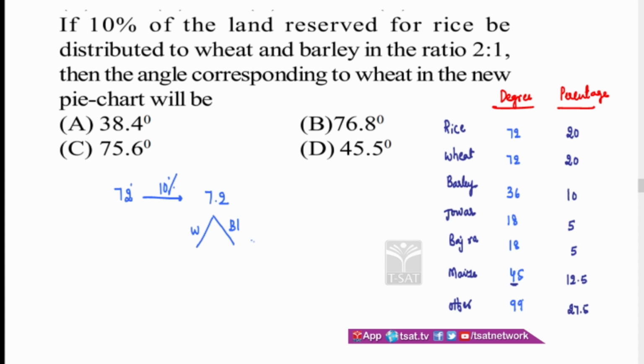In the ratio 2:1, 3 parts is 7.2 means each part is 2.4. Therefore, 2.4 into 2, 4.8, 2.4 into 1, 2.4. I am distributing 7.2 in the ratio 2:1, ratio should be clear. Right. So, now wheat gets how many degrees extra? So, here 4.8 degrees extra, but wheat already has 72 degrees. Therefore, in new graph, the degrees which represent wheat is going to be 72 plus 4.8, that is 76.8 degrees. So, your answer is 76.8 degrees, option B here.